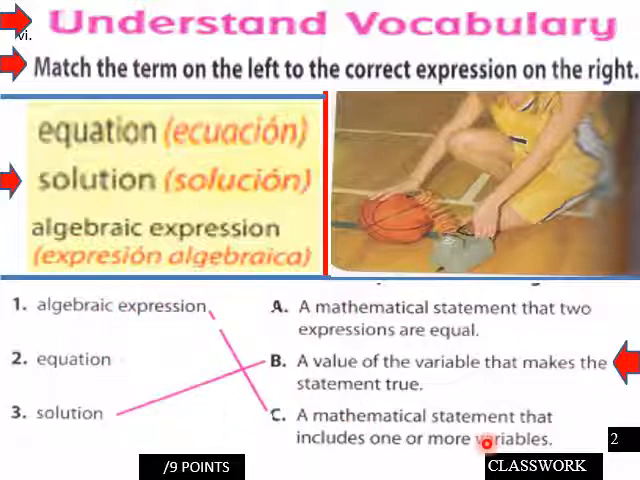And then equation would be what? A value of the variable that makes the statement true would be a solution here. So we went to B. We jumped to number 3 here. I was on 2, so this is all that's left. So 2 has to be A. A mathematical statement that two expressions are equal would be an equation.